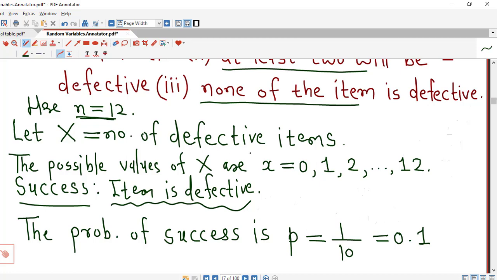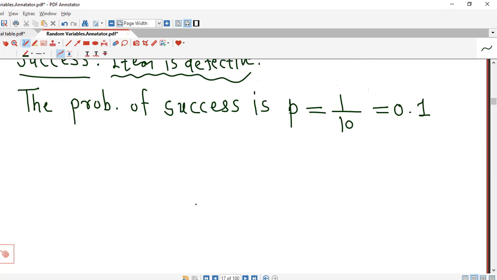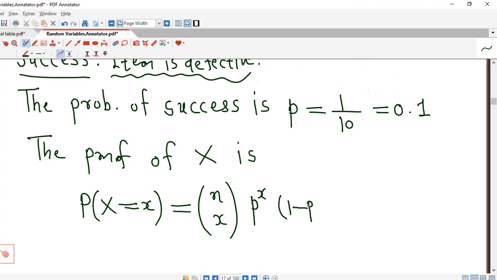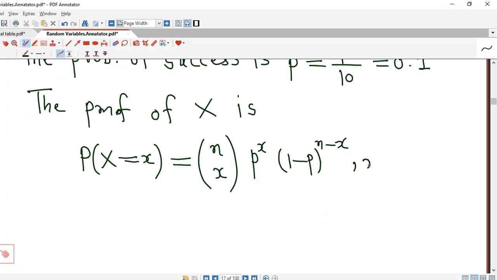So here x is a binomial random variable. If we have a binomial random variable, we have a ready-made formula for the probability mass function of x: the probability that capital X equal to x is equal to nCx p raised to x, 1 minus p raised to n minus x, where x is from 0, 1, 2 up to n.